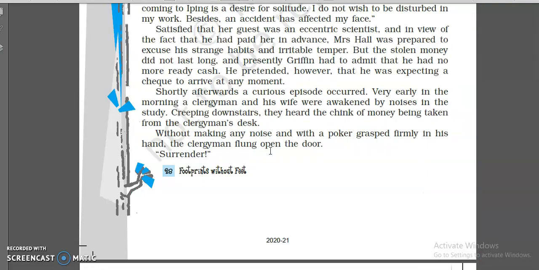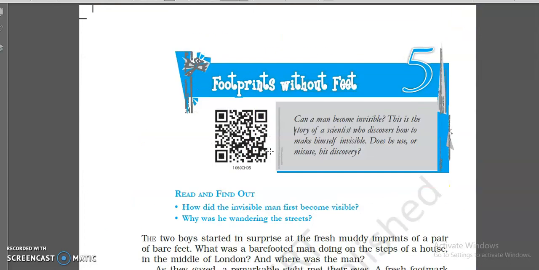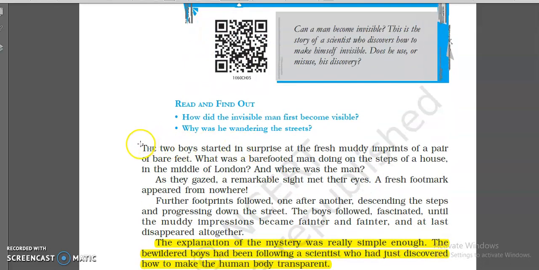Let me show you the cover page. Well, this is Footprints Without Feet. This small extract from the book The Invisible Man has been extracted to your syllabus. It has been titled Footprints Without Feet because there are footprints but there are no feet. This is how the story starts.